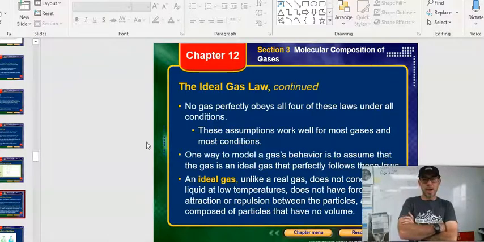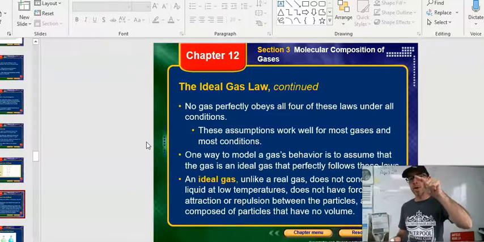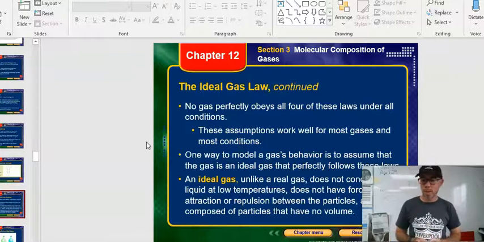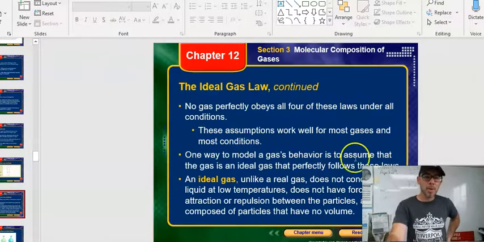So this is where a climate control and pressure and humidity control system in a laboratory is really, really important. Again, it's more of a curvy shape if we're thinking about the way it works in the real world, but at some points it's really, really close. And these assumptions work well for most gases and most conditions.